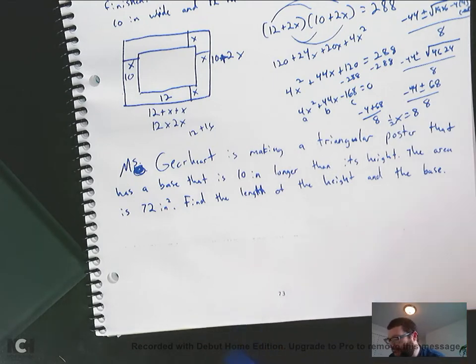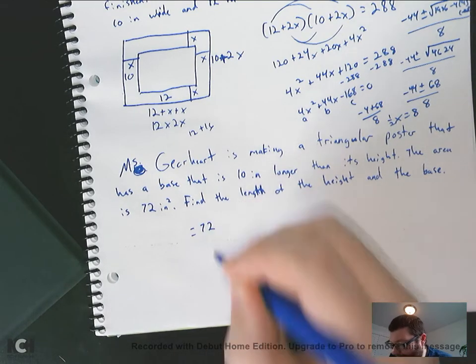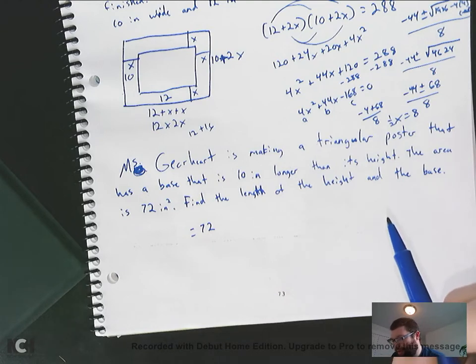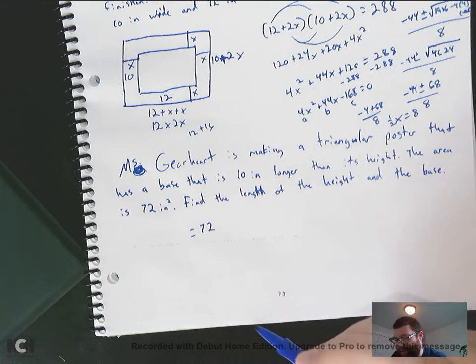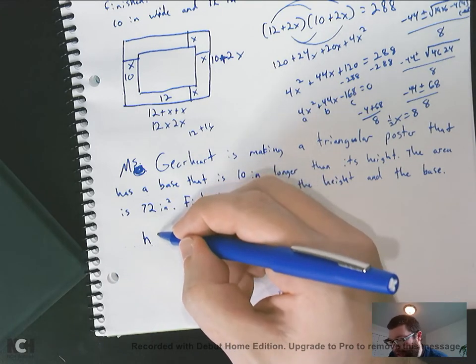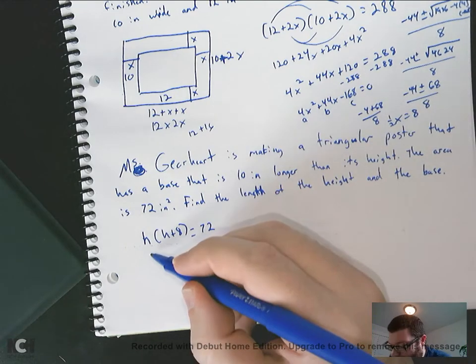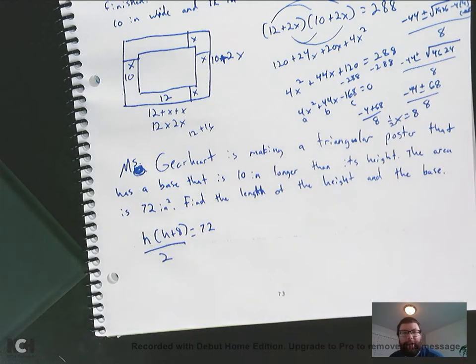So I don't know the length of the height or the base, but I know the final area is going to be 72. To find the area of a triangle, it's 1/2 base times height, right? So the base is 8 inches longer than the height, right? So if x is my height, well, let's just use h for height. Then the base would be height plus 8, right? Now to find the area, it's base times height, all divided by 2, right? It's 1/2 of base times height.